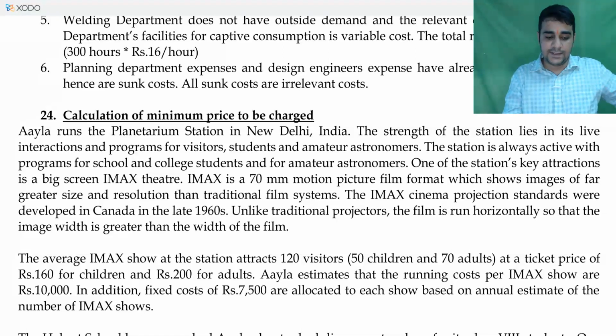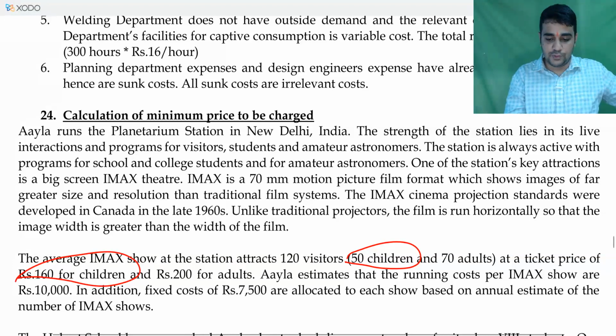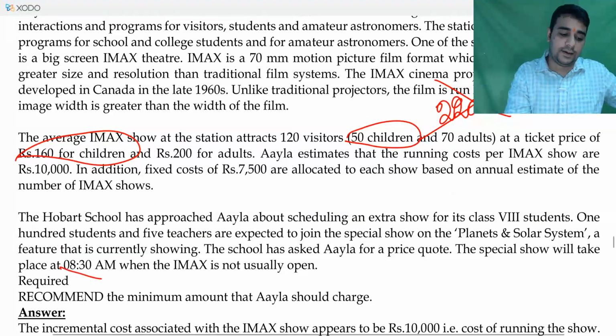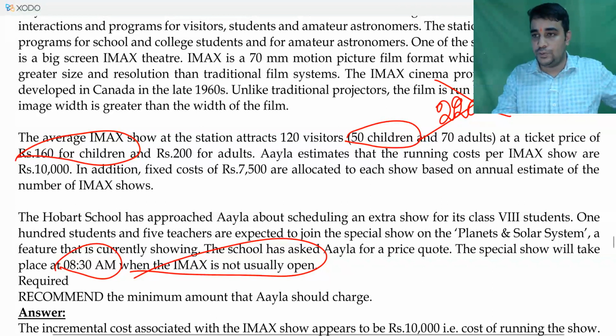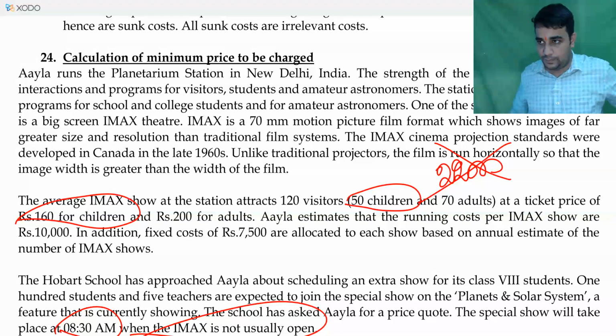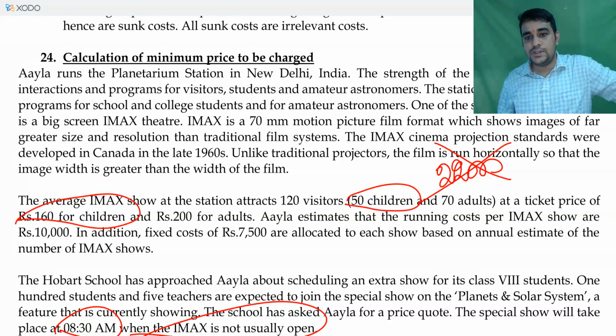The ticket revenue: 50 into 160 is 8,000 and 70 into 200 is 14,000. Put together, 22,000. I'm really not interested in knowing this because the show is going to run at 8:30 a.m. when the IMAX is not usually open. So because I'm conducting the special show, I'm not going to lose this revenue, because IMAX is not usually open at that point of time.